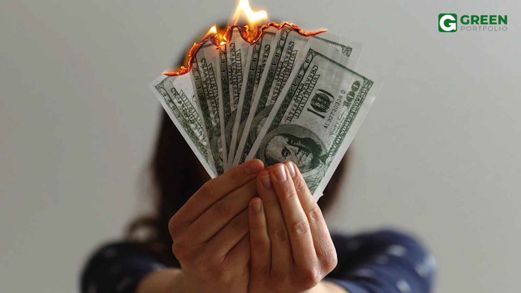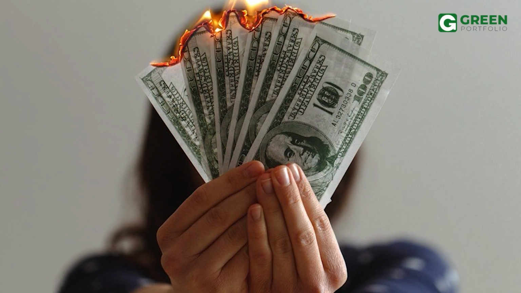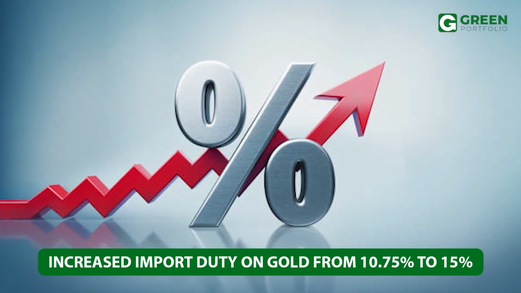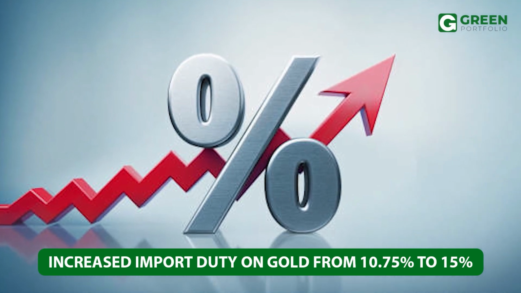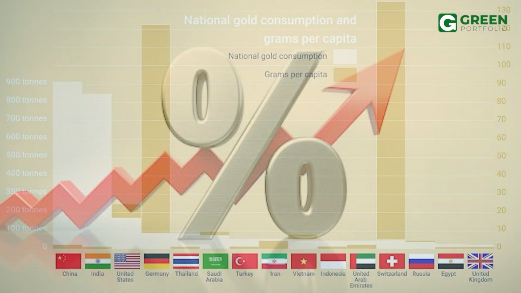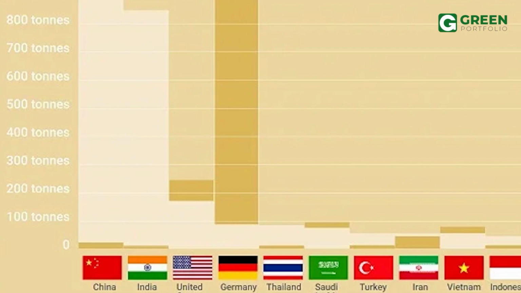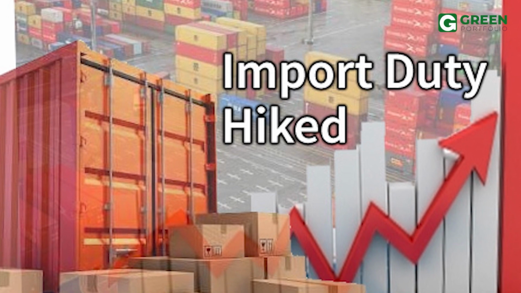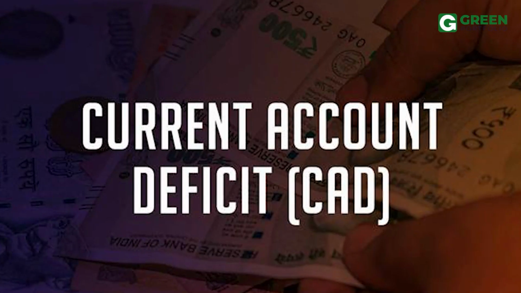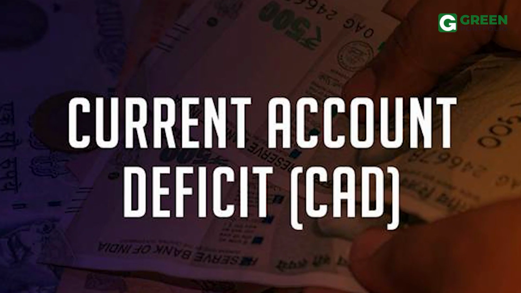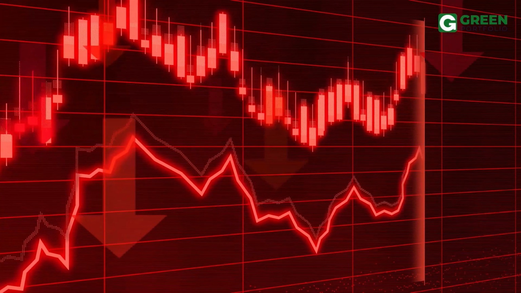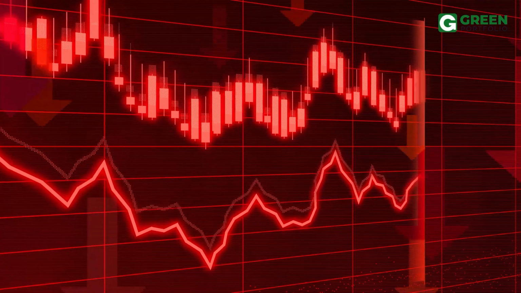Market indices are crashing. If you ask what the government is doing to control this devaluation, the government has recently increased import duty on gold from 10.75% to 15% in view of the falling rupee. India is the world's second largest gold consumer and the country has hiked import duty on gold as the surge in imports was putting pressure on the current account deficit, that is CAD. With this, the government aims to reduce gold imports and preserve foreign reserves.